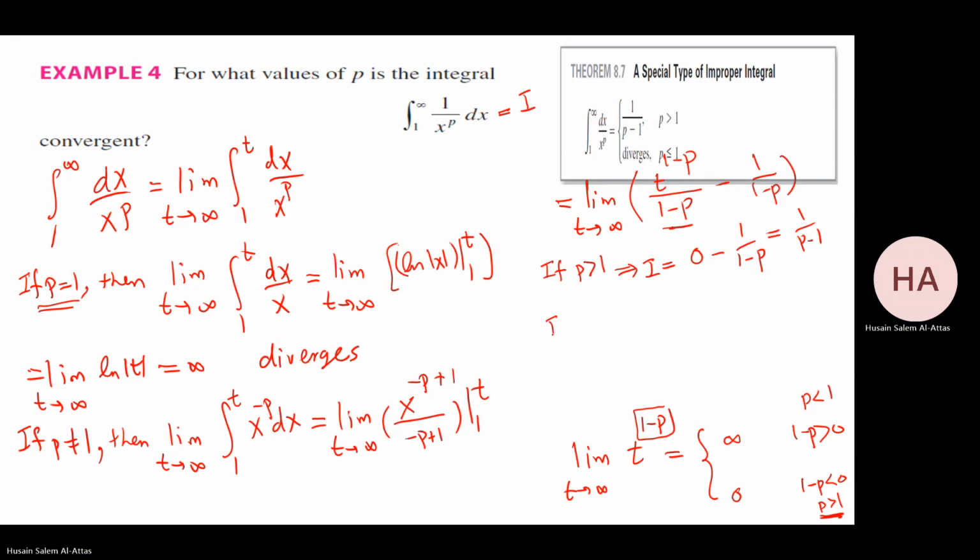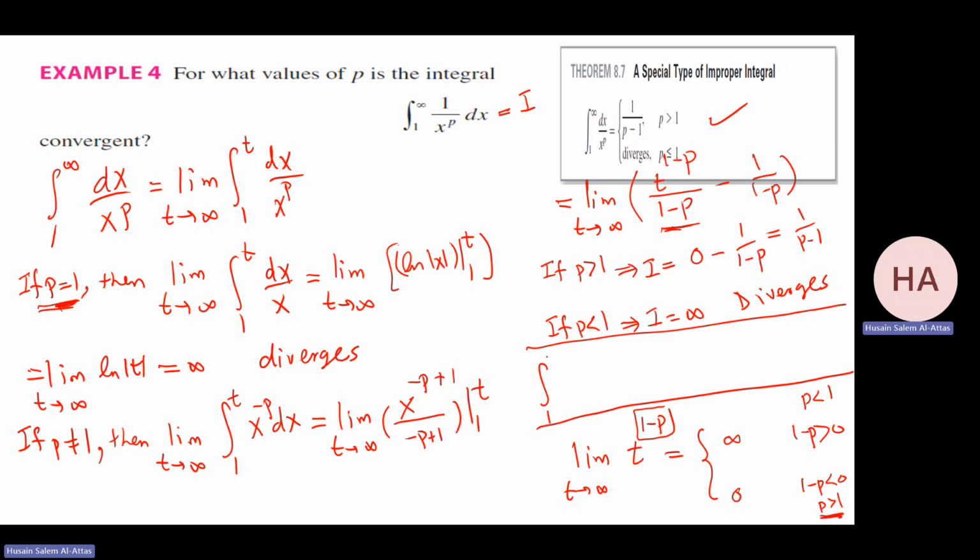If b is less than 1, then what will happen to this? It will go to infinity. Diverges. And we have this conclusion. If I have x to the power p, it converges to 1 over p minus 1 if p is greater than 1, and diverges if p is less than or equal to 1, because the equality is also there. So conclusion, let me write it here.